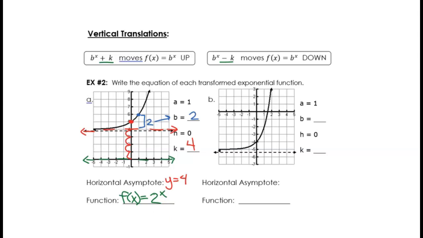Remember that things with x in parentheses indicate shifting left or right. Did we shift left or right? No. Our h value is 0, so we just leave it like that. If you wanted to put x plus 0 or x minus 0, that's not wrong. It's just extra and you don't need to put it. It's superfluous. So you just write x.